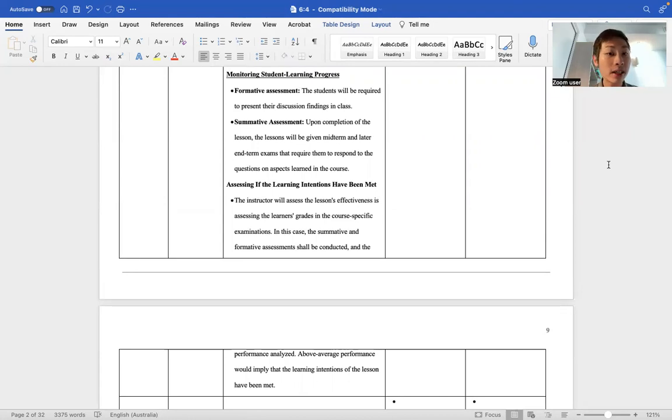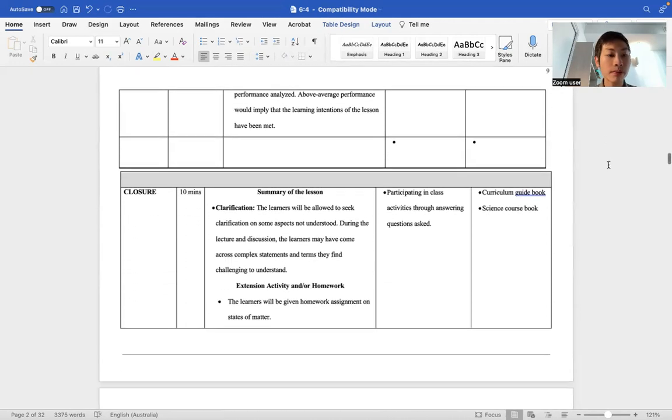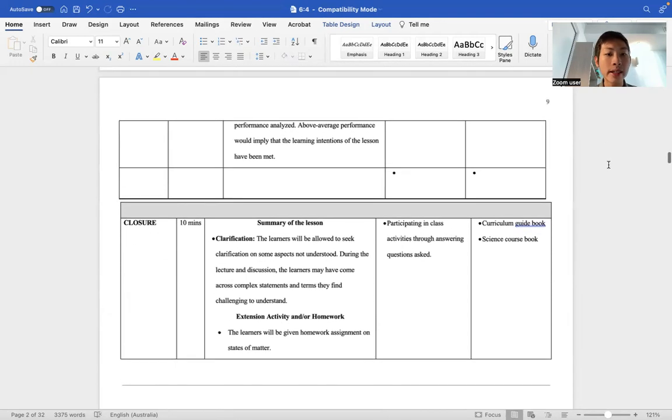And assessing if the learning intentions have been met is to assess the learners' grades in the course-specific examinations. So summative and formative assessments shall be conducted in terms of midterm and end-term exams, as well as discussion findings in class over the term. So to close this lesson, I shall be giving clarification on some aspects that are not understood, and of course, an extension activity and homework as well.